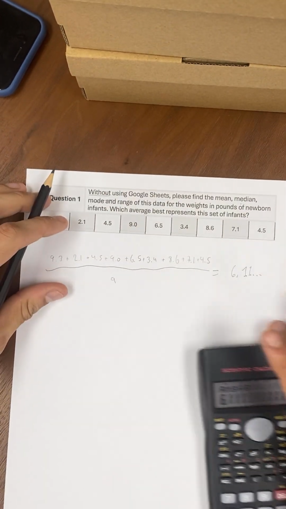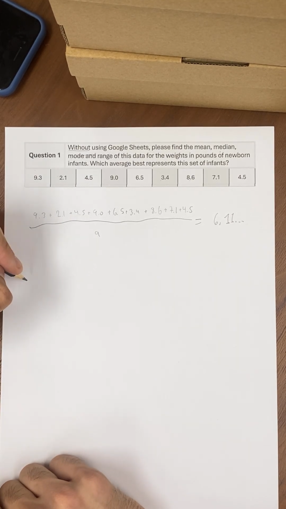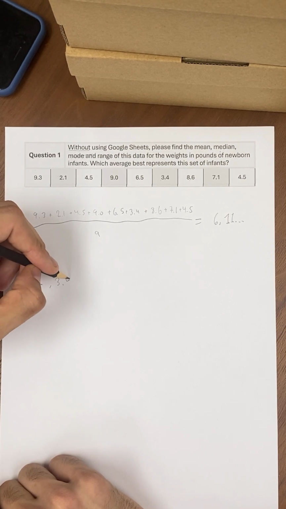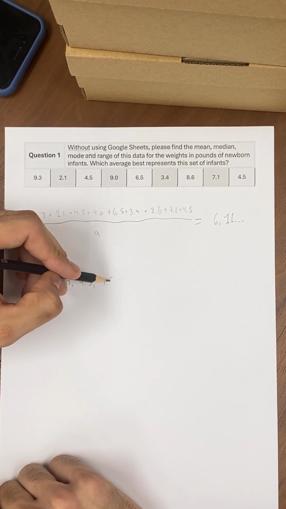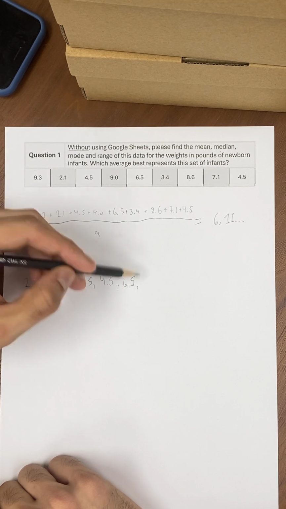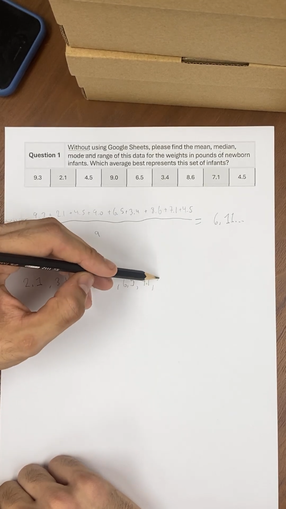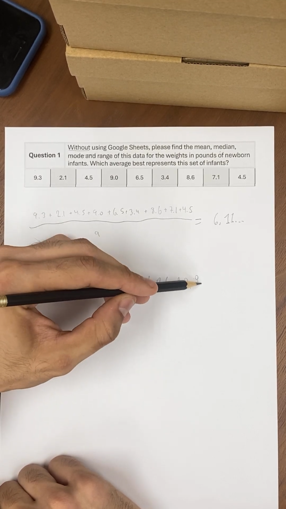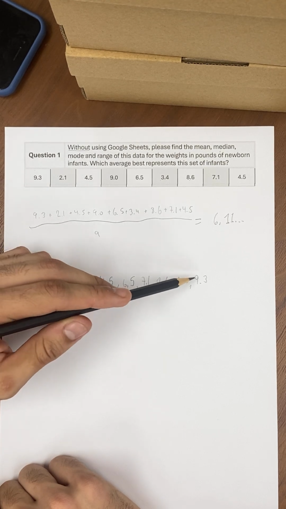6.11. For the median, I have to put these numbers in order. So I have to rewrite them from smallest: 2.1, 3.4, 4.5, 4.5, 6.5, 7.1, 8.6, 9.0, and 9.3. There's 1, 2, 3, 4, 5, 6, 7, 8, 9.